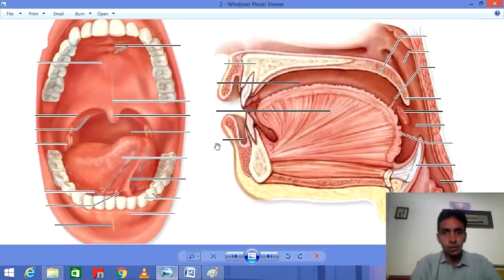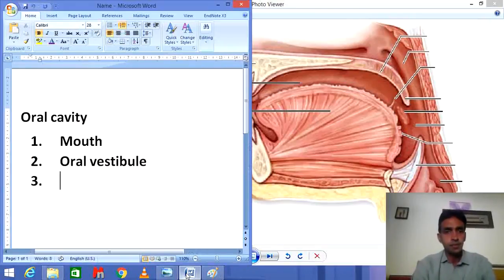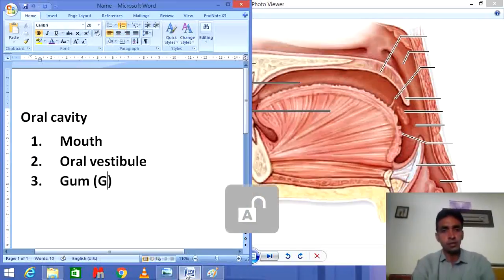So first of all, the food is ingested into the mouth, and then it goes into the vestibule, and then goes between the teeth. Now various types of teeth are there. First of all, this is gum. This area of the oral cavity is called gum, or you can also call it gingiva.